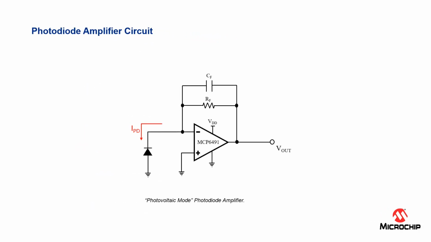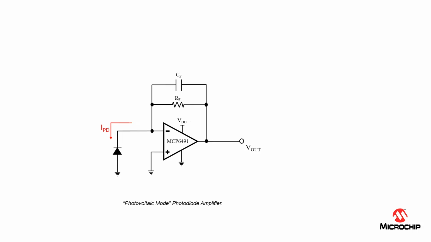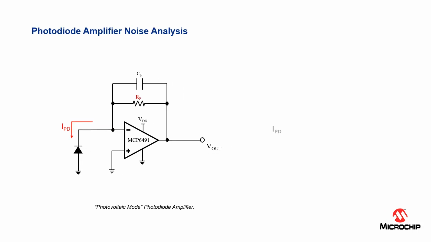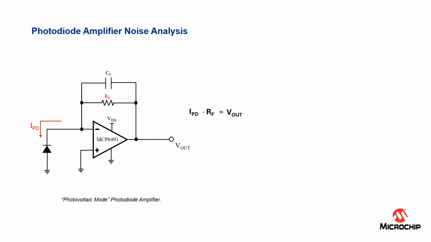Here we have a Photodiode amplifier circuit in the photovoltaic implementation. This circuit converts electrical current from a photodiode to an output voltage. To calculate the output voltage, we multiply the input photodiode current times the feedback resistor. Keep in mind that the output voltage generates noise.